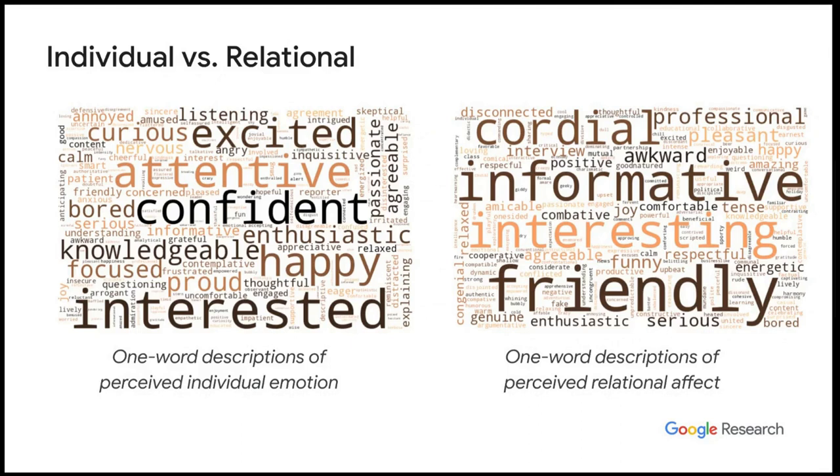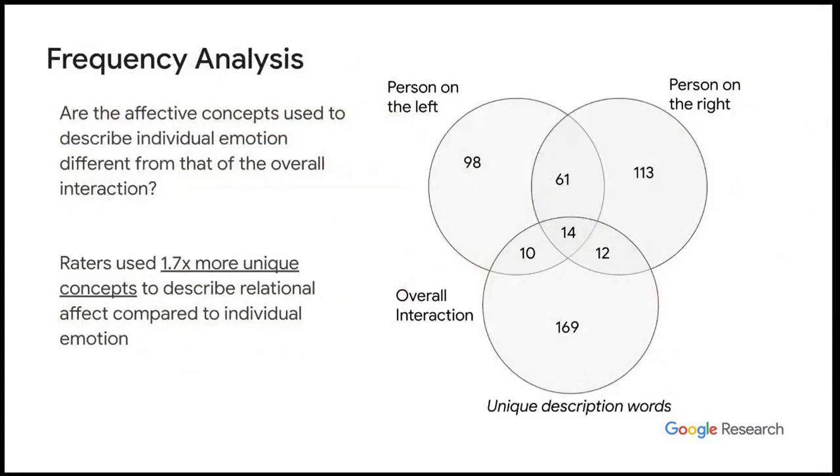Notice distinct relational concepts such as friendly, cordial, combative, and amicable, which can only be observed in the context of an interaction. We also conducted a frequency analysis to examine if raters used more unique concepts to describe relational affect than individual emotion by comparing the commonly used one-word descriptions between individual emotions of the person on the left and the person on the right, and the overall affect.